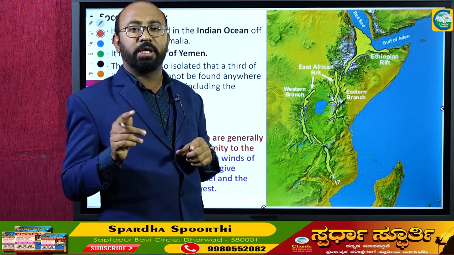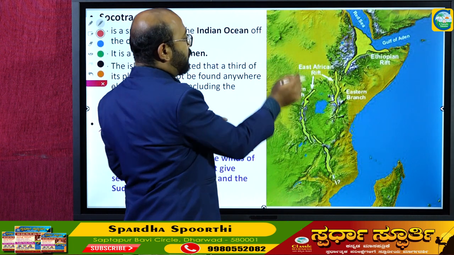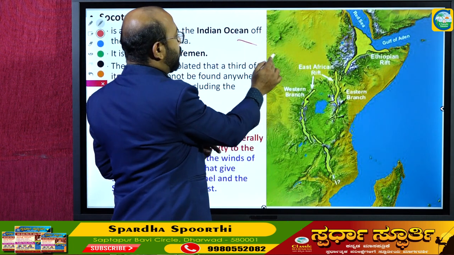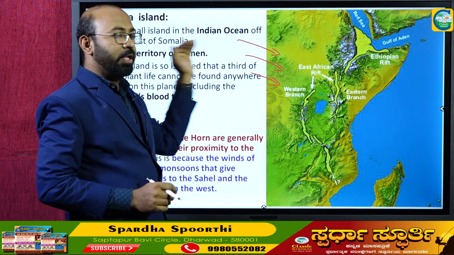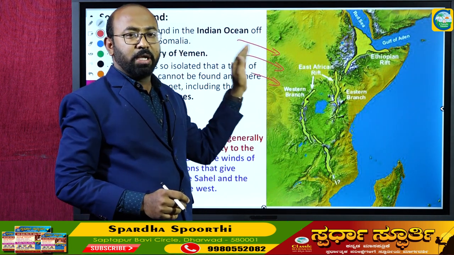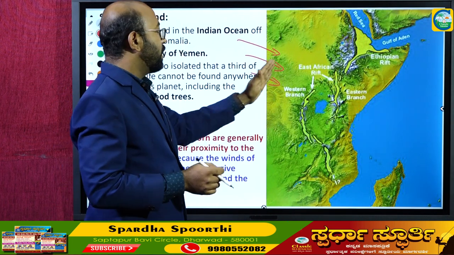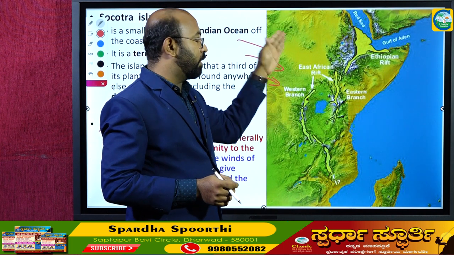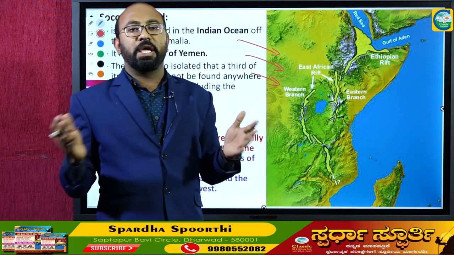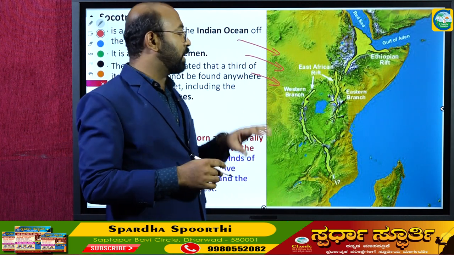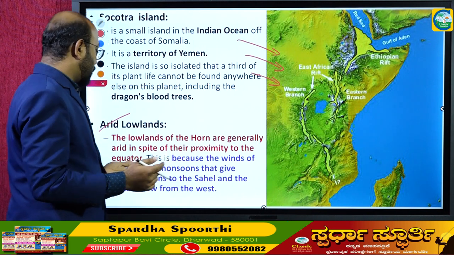That means it is known for droughts, because the monsoon winds which enter the continent will shed the water in the western part of the continent. See, when the moisture laden air travels through the Sahel region, it drops all the moisture in the western part of the continent. But by the time it reaches the Horn of Africa region, the air will lose all of its moisture content. Because of that, aridity has been created in the inner region of the Horn of Africa.